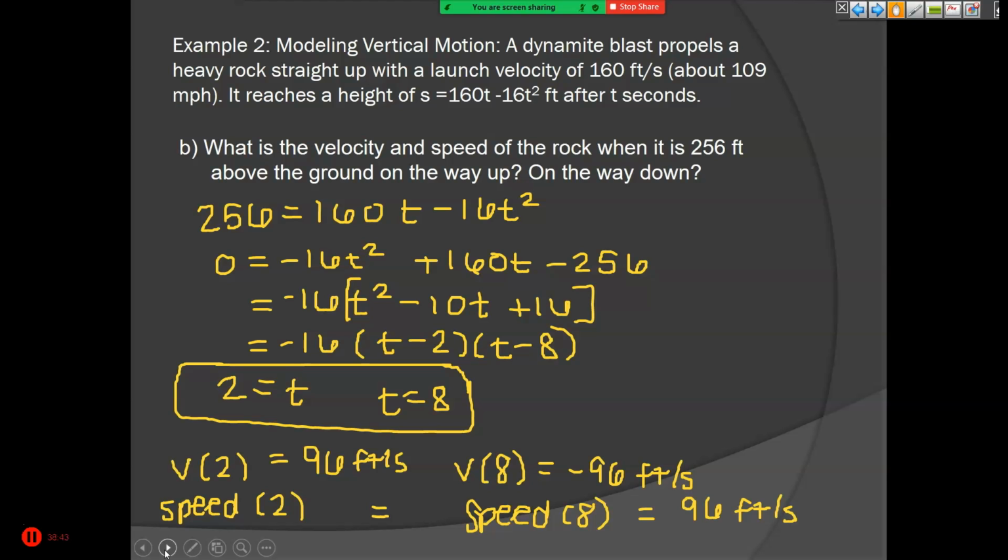I plugged 2 back into velocity. So velocity is the derivative of position, which was that 160 minus 32 times t. Correct.